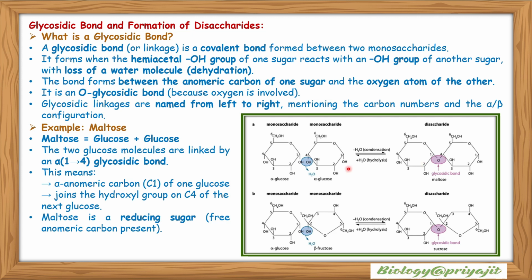Example, maltose. Maltose is the condensation between two glucose units. The two glucose molecules are linked by alpha 1,4 glycosidic bond. This means alpha anomeric carbon or C1 of one glucose joins the hydroxyl group on C4 of the next glucose. Maltose is a reducing sugar, so it has a free anomeric carbon.